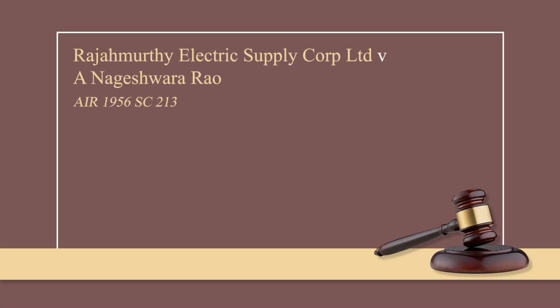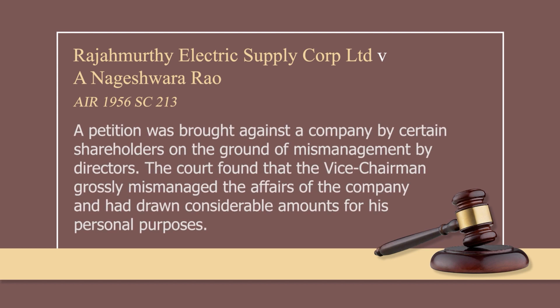In Rajamurthy Electric Supply Corporation Limited versus A. Nageshwara Rao case, a petition was brought against a company by certain shareholders on the ground of mismanagement by directors. The court found that the vice chairman grossly mismanaged the affairs of the company and had drawn considerable amounts for his personal purposes, that large amounts were owing to the government for charges for supply of electricity, that machinery was in a state of despair, the directorate had become greatly attenuated, and that the shareholders outside the group of the chairman were powerless to set matters right. This was held to be sufficient evidence of mismanagement.